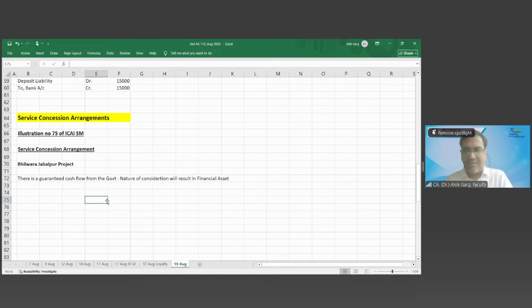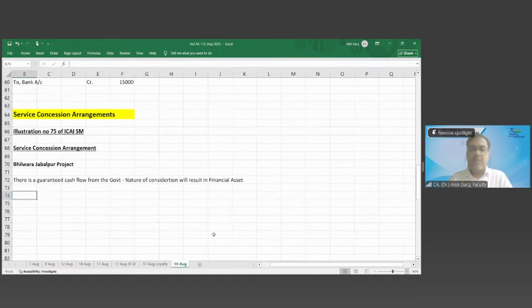You are getting a right to collect, and it doesn't matter what the amount is. But if whatever toll you are collecting, the government has fixed 10 lakh rupees for you every day, in that case it is a financial asset. If you collect 9 lakh rupees of toll, the government will pay you 1 lakh rupees extra. If you collect 15 lakh rupees of toll, you will refund 5 lakh rupees to the government. So this is a guaranteed cash flow and hence it becomes your financial asset, and hence a financial asset will be recognized.